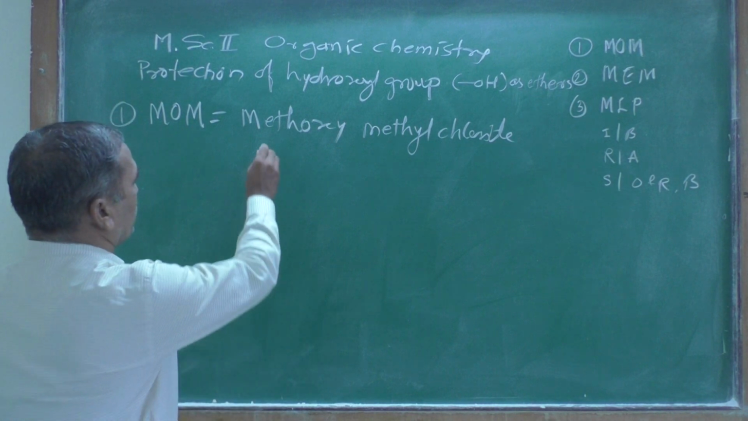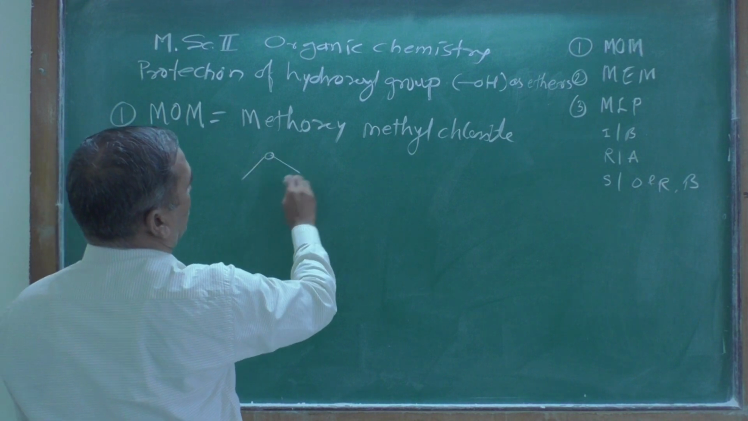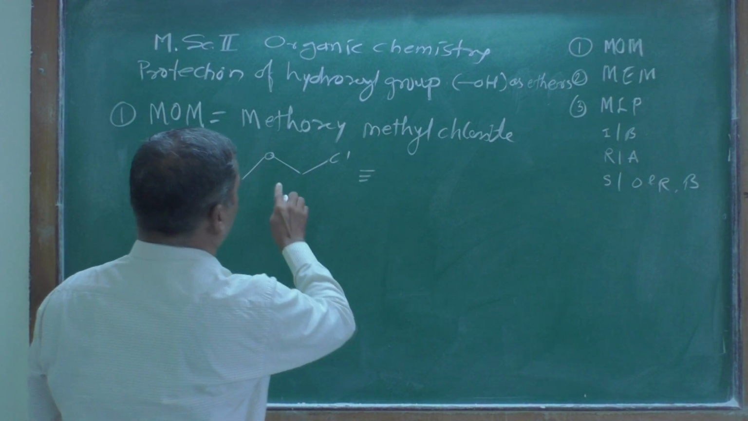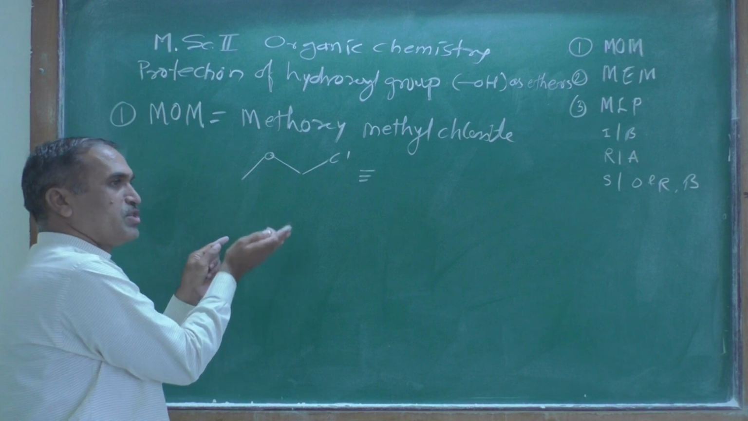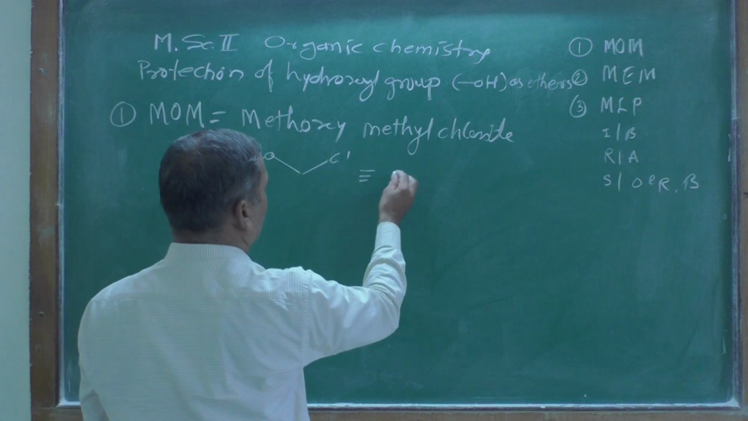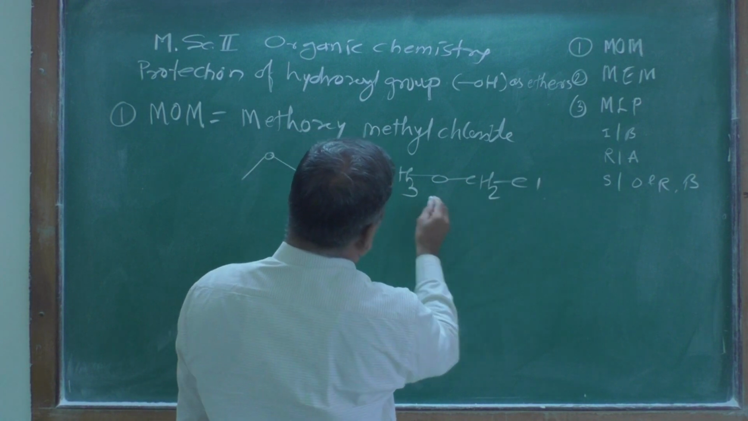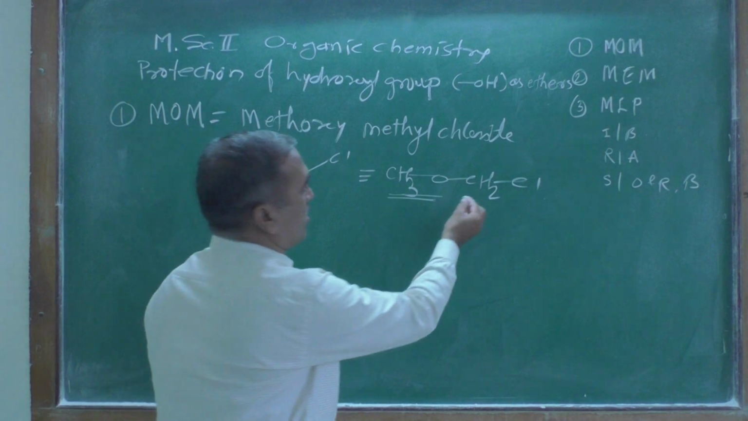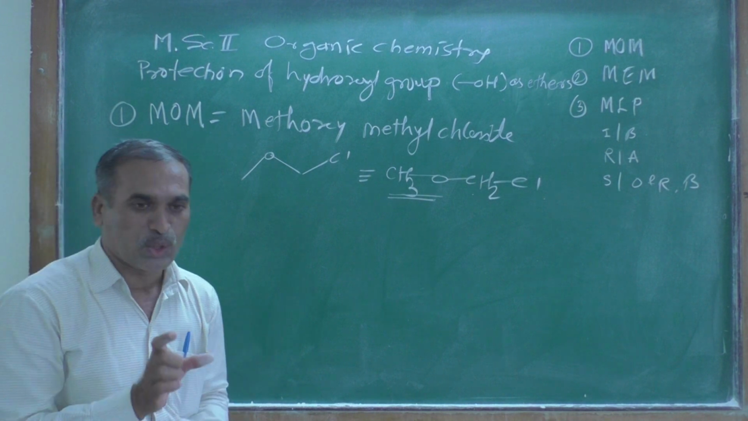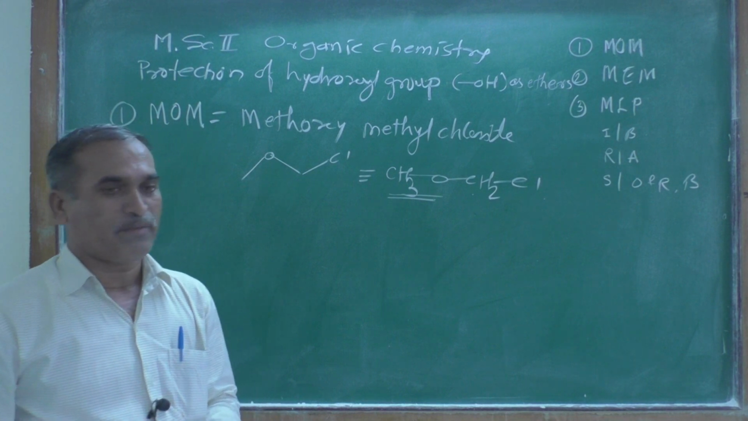Methoxy methyl chloride, we can draw the structure. This is the structure drawn in a zigzag pattern like this, or in short we can write CH3O then CH2Cl. This part is known as methoxy, and this is methyl and the chloride, and that is the structure of methoxy methyl chloride. And it is one of the reagents used for protection of alcohol.